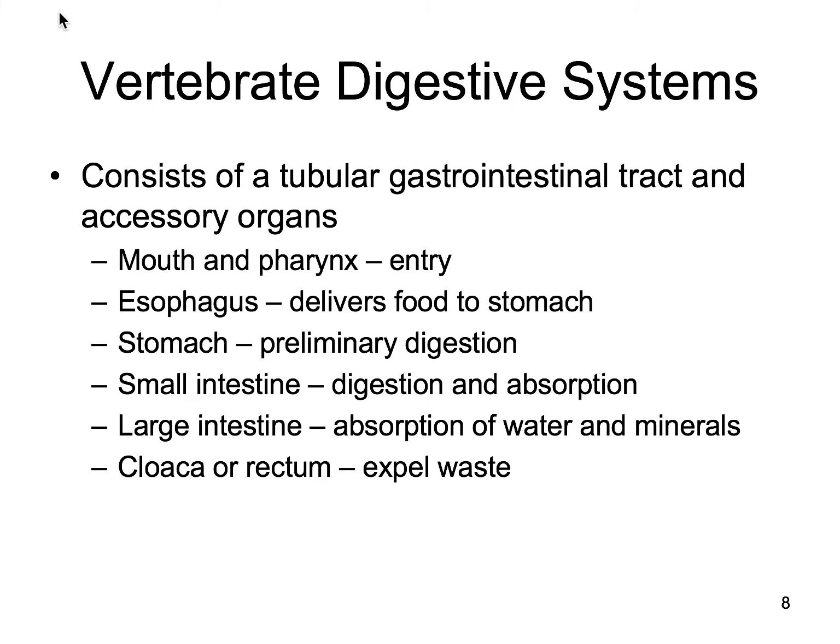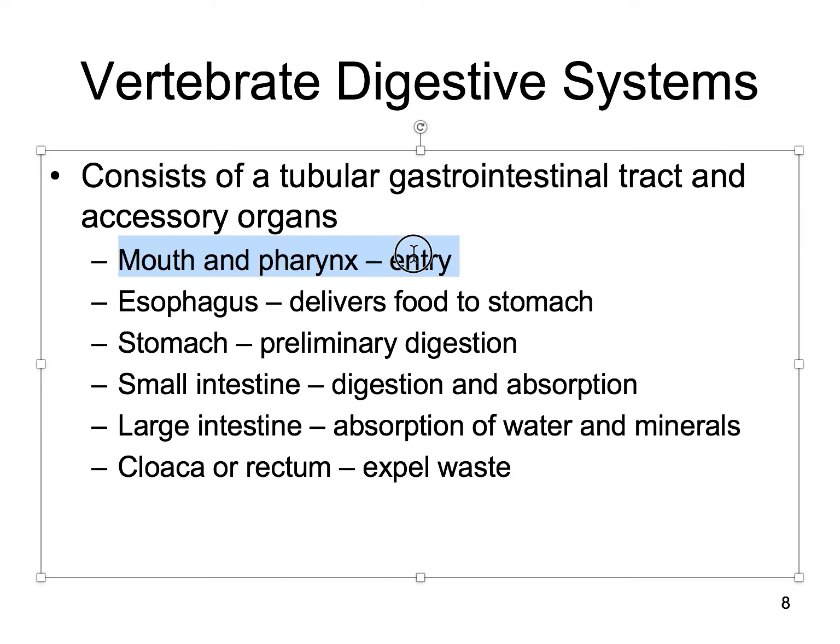So when we talk about the layout of the digestive system in vertebrates, generally speaking, we're going to see a pathway that's really similar to this one. We start with our mouth and pharynx. This is the entry where food comes in, where you put food into your pie hole. Then you have the esophagus, which is a tube that delivers food from your mouth or your oral cavity to the stomach.